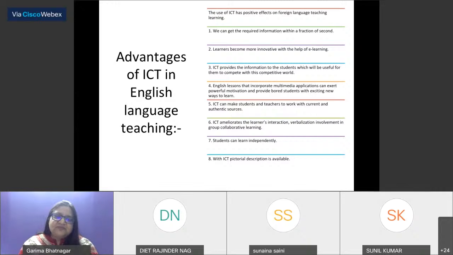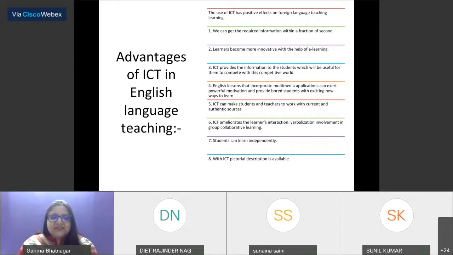As you must have seen, I have given you so much information in the last 30 to 40 minutes. So this is the first point, that you can give information within a fraction of seconds. Learners become more innovative with the help of e-learning. We'll see how innovative we can become in this session. And then when we use ICT, it enables our students to have skills to work in this fast-changing competitive world. As it is, many students must have learned how to put on their cameras, how to switch off their mics, how to use WhatsApp for sending their homeworks, and different things.